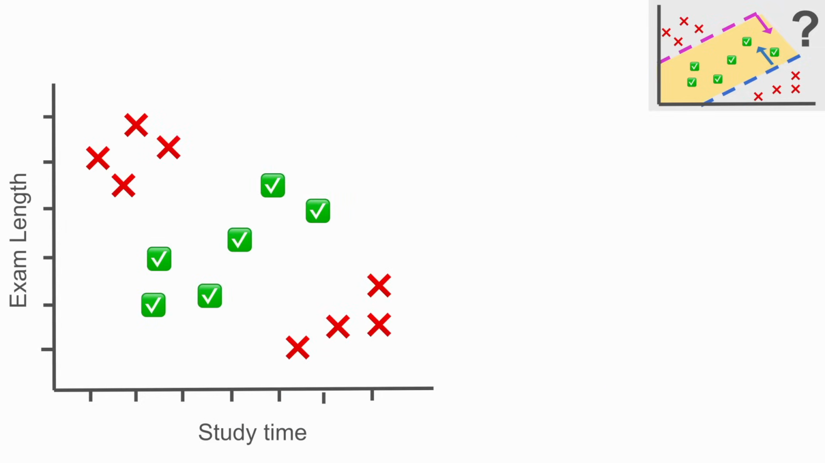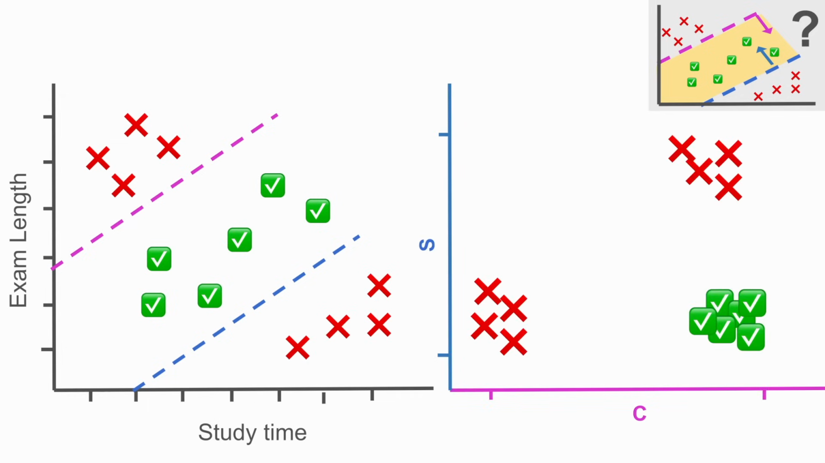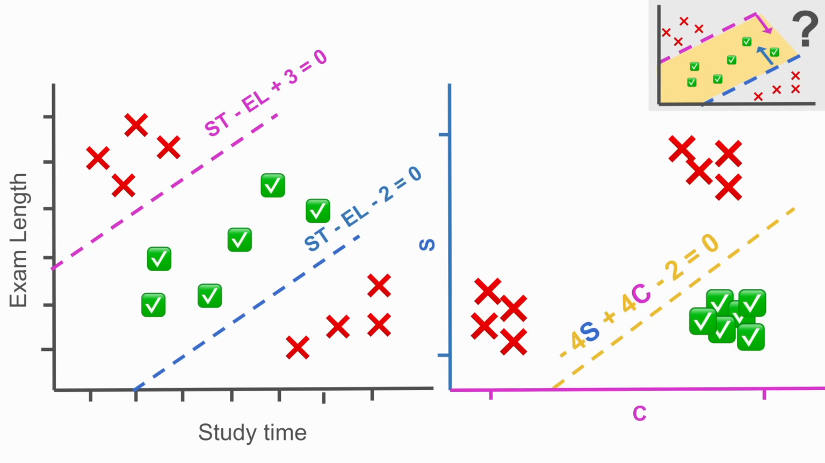The features describing students in our dataset were study time and exam length. These are inadequate in helping us distinguish students that passed from those that failed simply using logistic regression. The blue and purple logistic regression models create a new feature space better suited for the task. In this feature space, students that passed are linearly separated from those that failed, which is ideal for a third logistic regression model to accomplish the task.